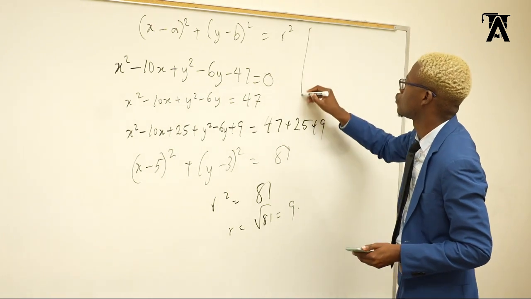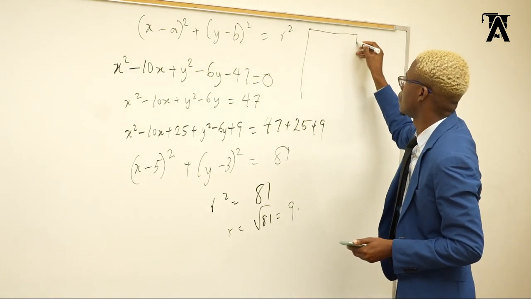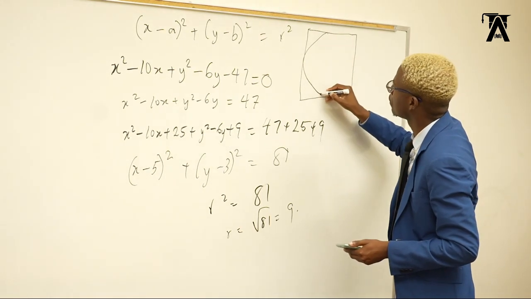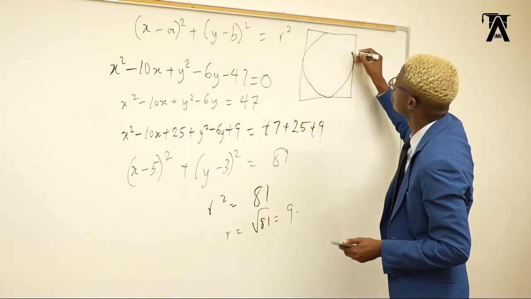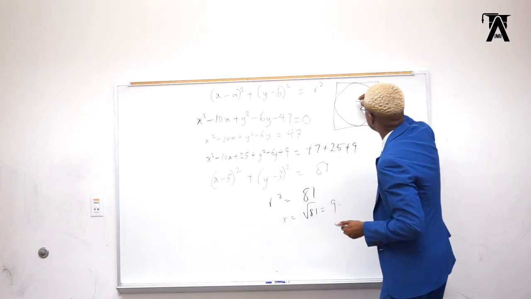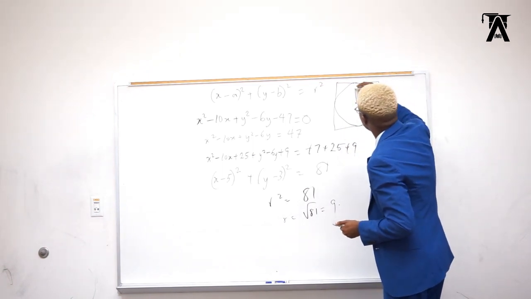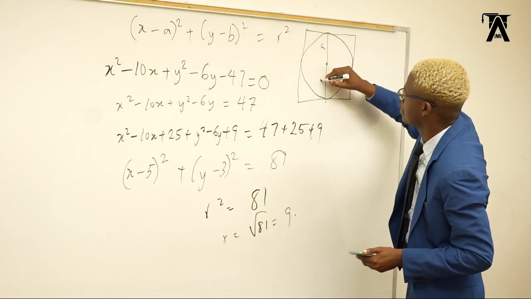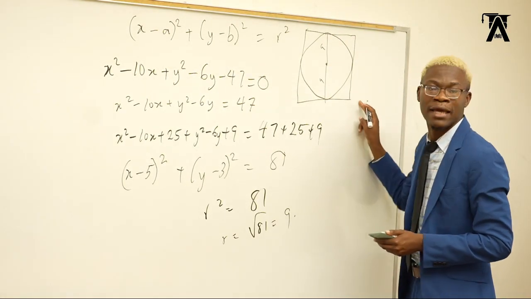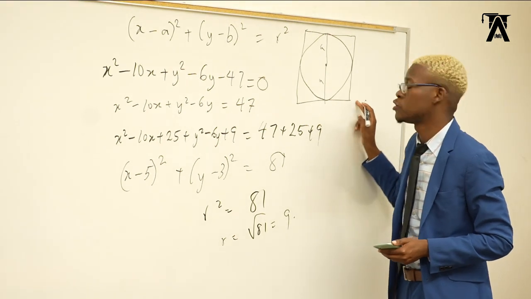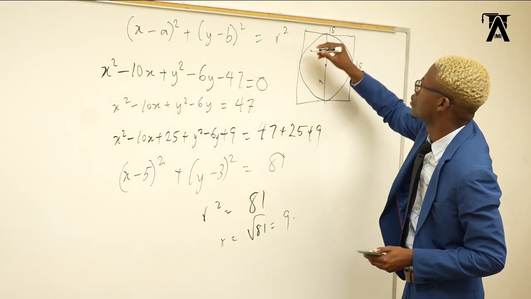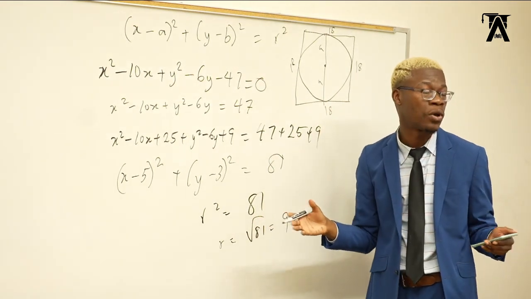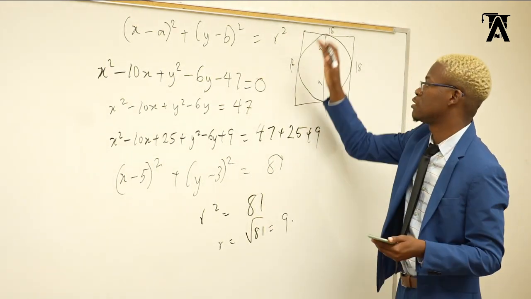Now look at it this way. You have the square like this, then you have the circle like this, and the radius is 9. So if the radius is 9 on each side, that means the length of one side of the square is 18. Remember, for a square, all the sides are equal, right? So 18 across all sides.